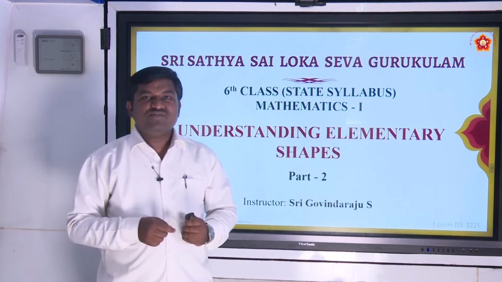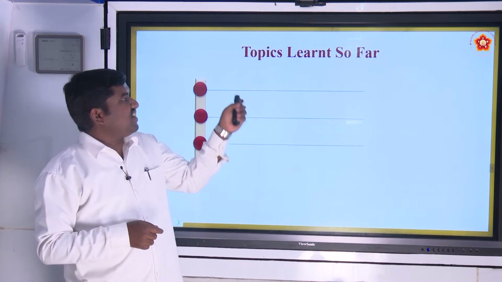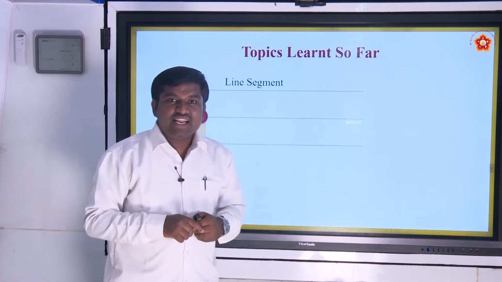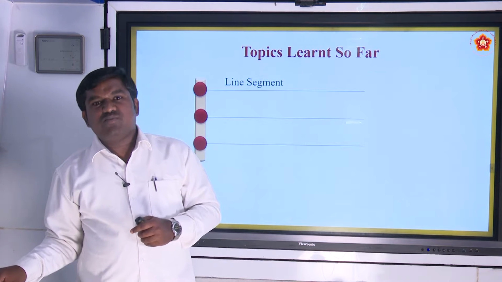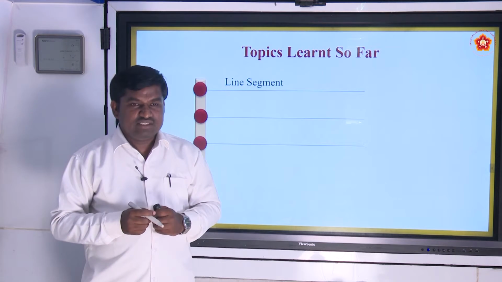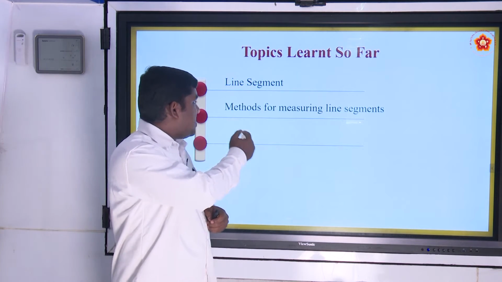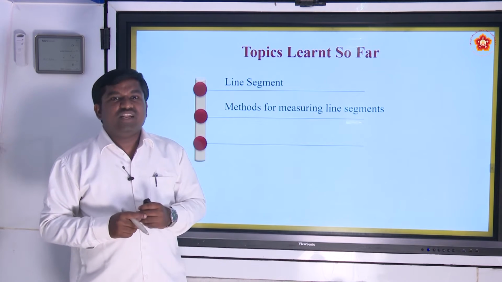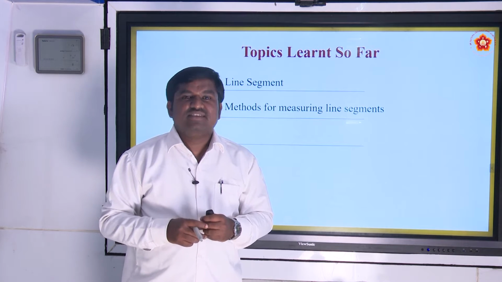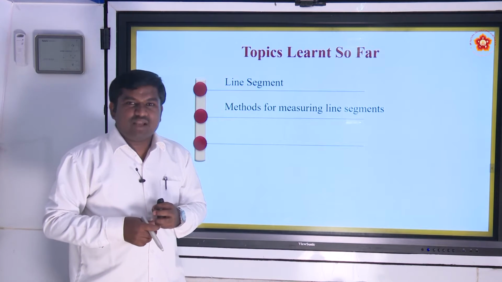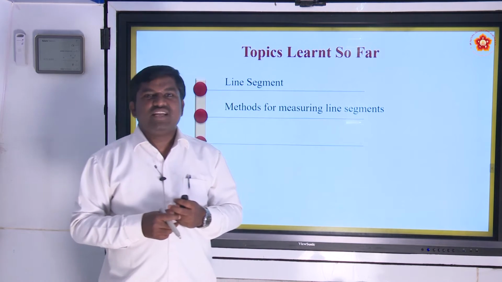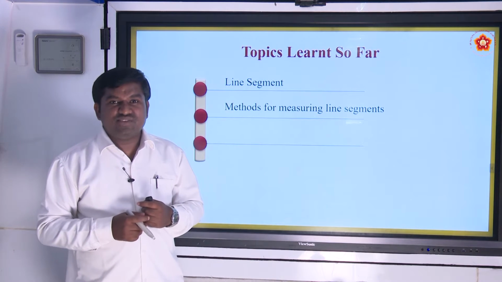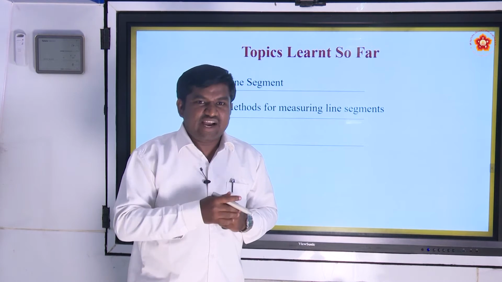Before going to part 2, we will just look at what we learnt in the last class. Topics learned so far. First one, line segments. We learned about line segments. Next, methods for measuring line segments. There are 3 methods we learnt. Which are those? First one, comparing by observation. Second one, comparison by tracing. Third one, comparison by using a ruler and a divider.